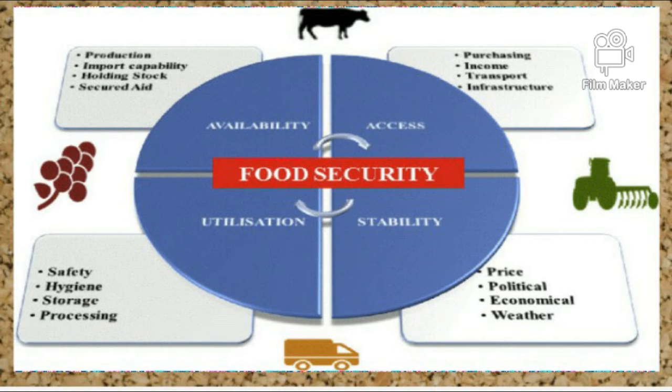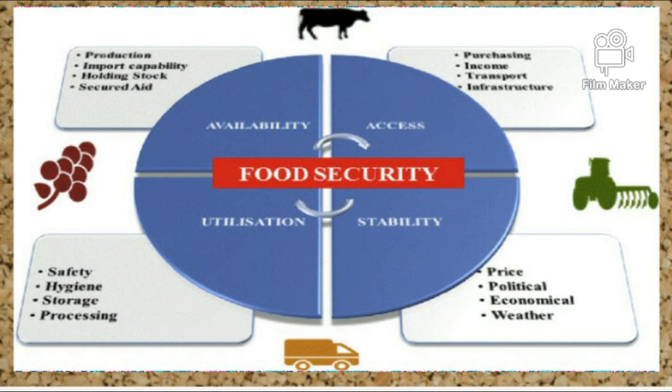There are four main components of food security. First one is availability. So, there is a reliable and consistent source of quality food, like production, import capability, holding stock, secured aid. Second, access. People have sufficient resources to produce and or purchase food. So, examples are purchasing, income, transport, infrastructure.